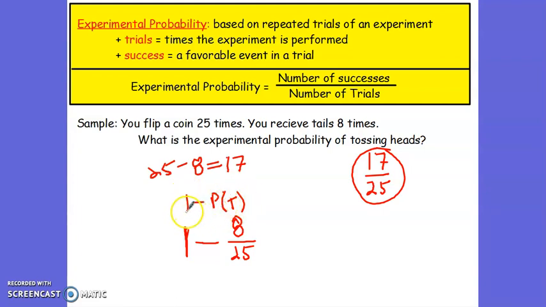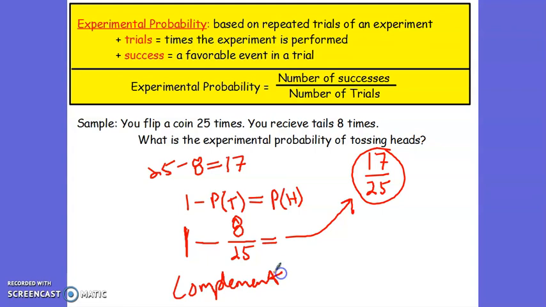Well, 100% of the things that can happen minus the probability that the tails happened is the probability of everything else, which for this idea would have to be heads. Well, 1 minus 8/25, again, just comes up 17/25. So again, that's another way of looking at it. That's called the complement of an event. There you go. All right.